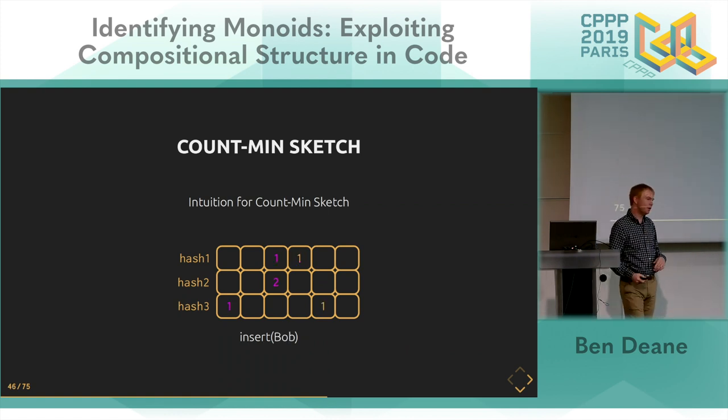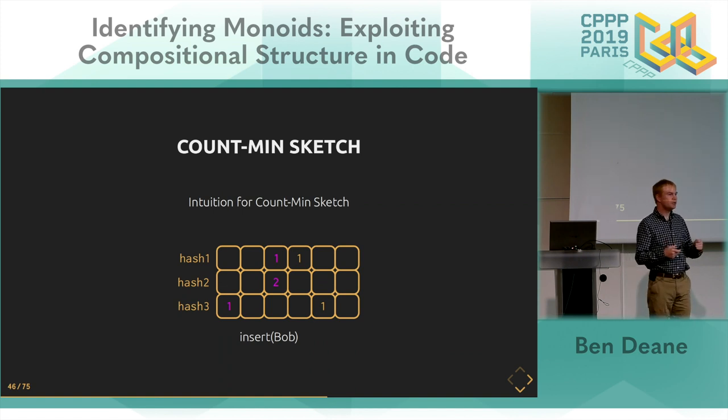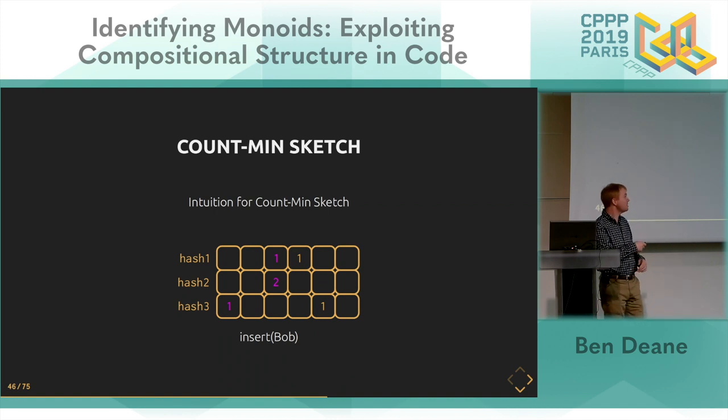And then Bob logs in, right? And we hash Bob three ways. And now you can see that Bob has collided with Alice on this second hash table. So it's probabilistic. But Bob doesn't collide with Alice everywhere. It's unlikely that he will, at least.